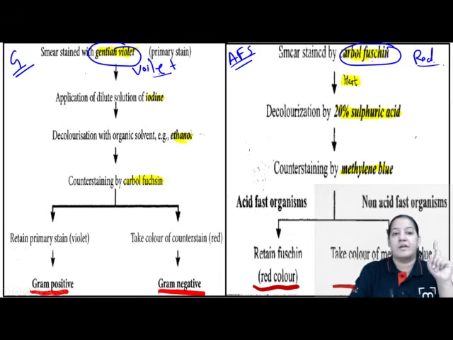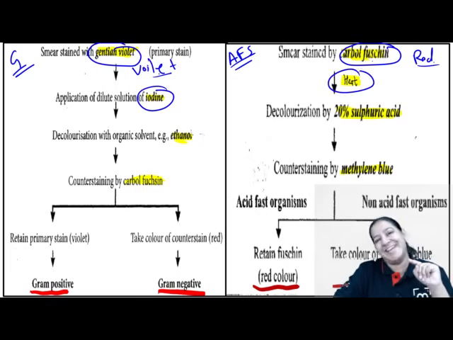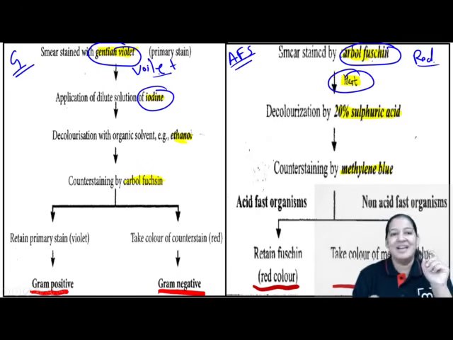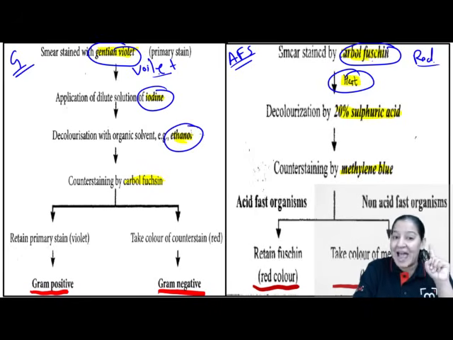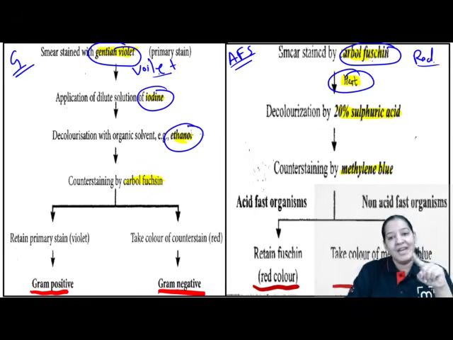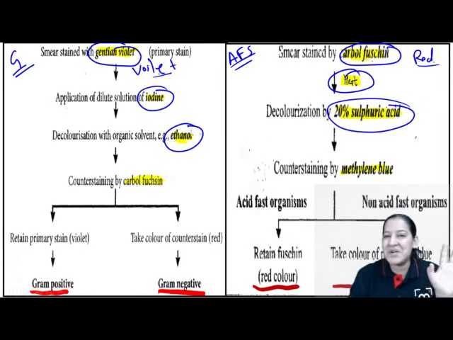The second is the Mordant. What is the Mordant here? Iodine in gram stain. What is the Mordant here? Heat, that is in acid fast stain. Come on, decolorizer. The biggest thing is the decolorizer. Here the decolorizer is alcohol or acetone, ethanol. Here the decolorizer is acid, not alcohol, not acetone. It is 20% H2SO4, that is an acid.